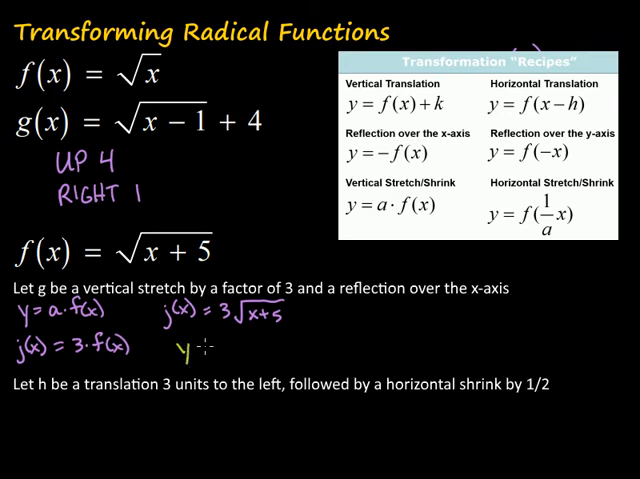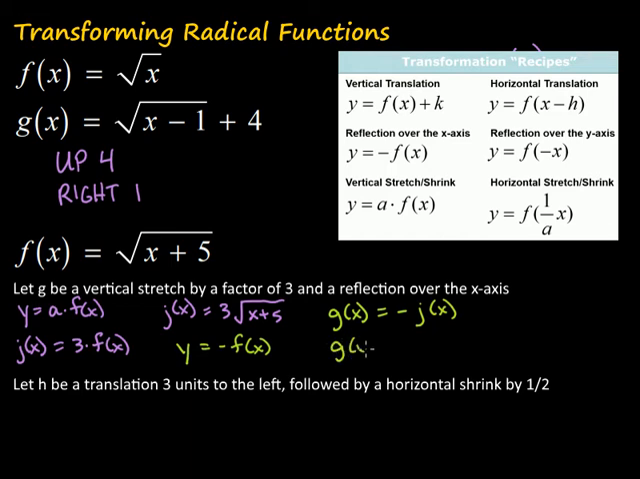So I'm just going to start by writing my recipe. Y equals negative f of x, and it's really j of x that I'm working on now. So my function g is going to be g of x equals negative j of x. Okay, so how do I do that? Well, I just tack a negative on whatever j of x is. J of x is right here, and so I'll just throw that negative out front there.